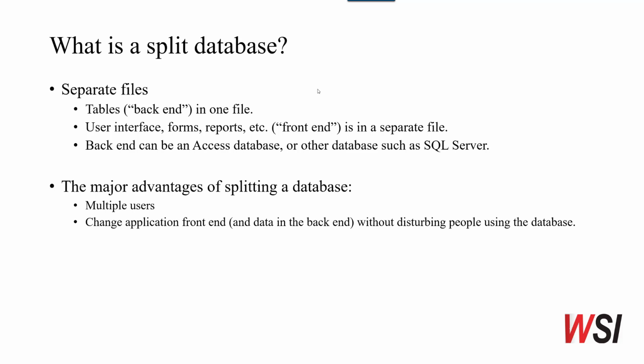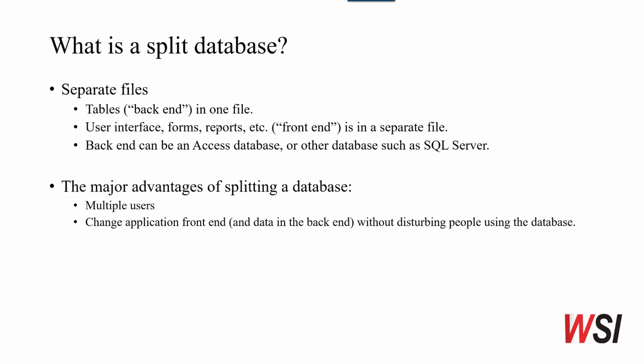So basically, when we split the database, we take the tables and put those in one file, and we call that the back end. And then we take everything else, in other words, the forms, the reports, everything else, we call that the front end. We put that in a separate file. And the back end can be an Access database, and there are other options too, but let's just start with the back end being an Access database for now.